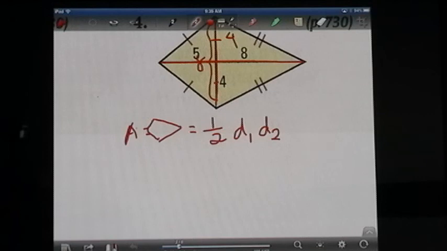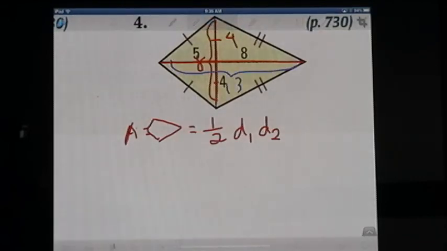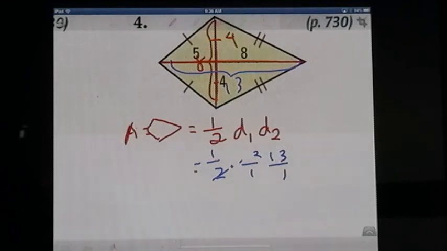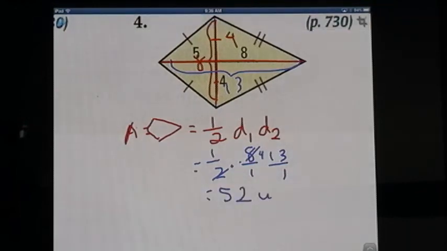And the whole other diameter is 13. So 1/2 times 4 times 13. I like to cancel like this. Ooh, not 4, 8. Oops. Okay, and I like to do my canceling. 4 times 13 is 52 units squared.